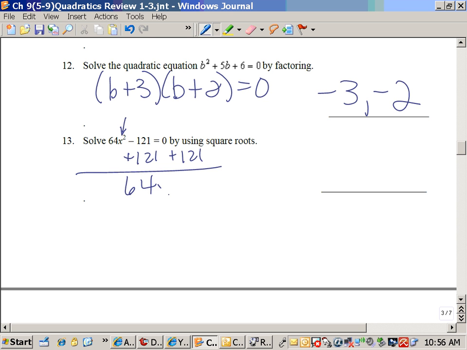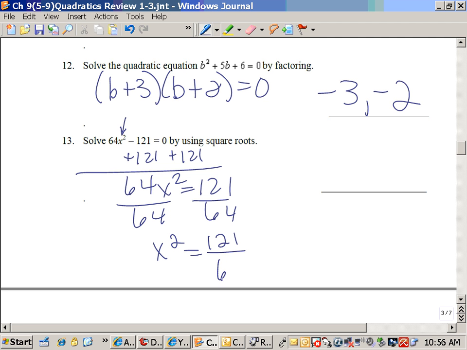64x squared equals 121. Square root? No. Divide by 64. But we're not actually going to divide by 64. We're just going to write down 121 over 64. Now I take the square root of both sides, and I get 11 over 8. But I forgot something. Plus or minus 11 over 8.